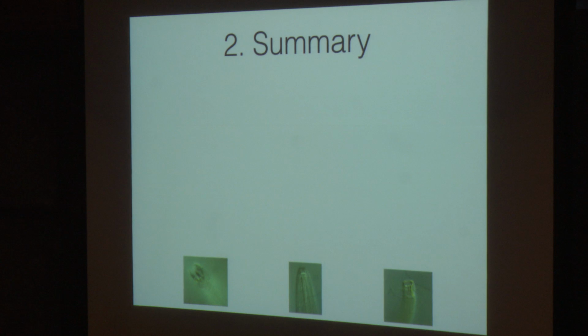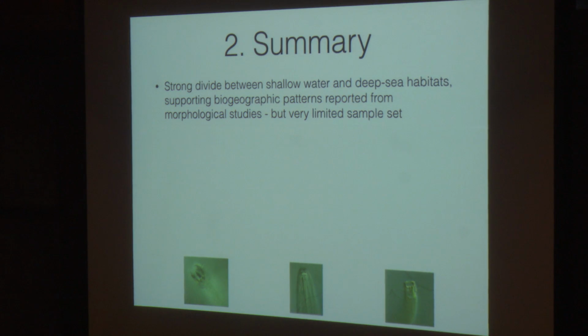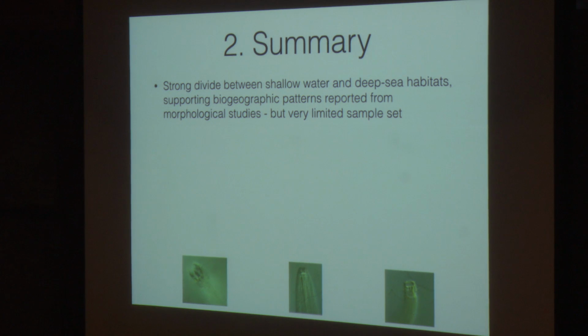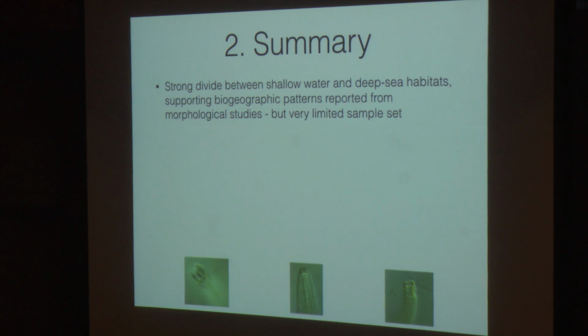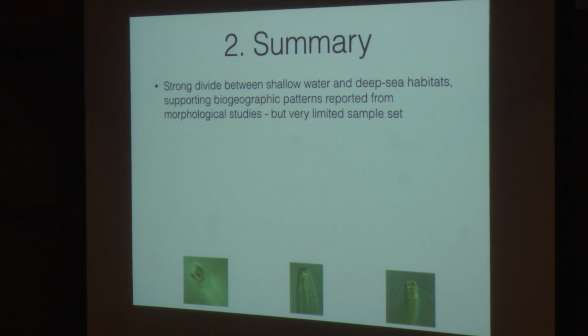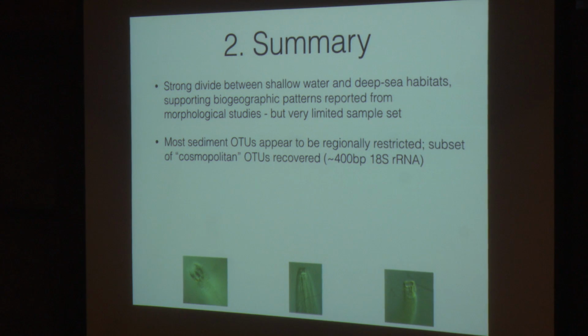Okay, to summarize the second part of my talk, so I showed you a little bit about some of the early studies we did for environmental sequencing, and this was focused on deep sea and shallow water habitats. What we found is that at least with a limited sample set, the environmental data was supporting the reported biogeographic patterns of a strong divide between shallow water and deep sea habitats. But again, this was a very limited sample set, so as we move forward and work on other projects, we're generating a lot more data from a lot more geographic locations.